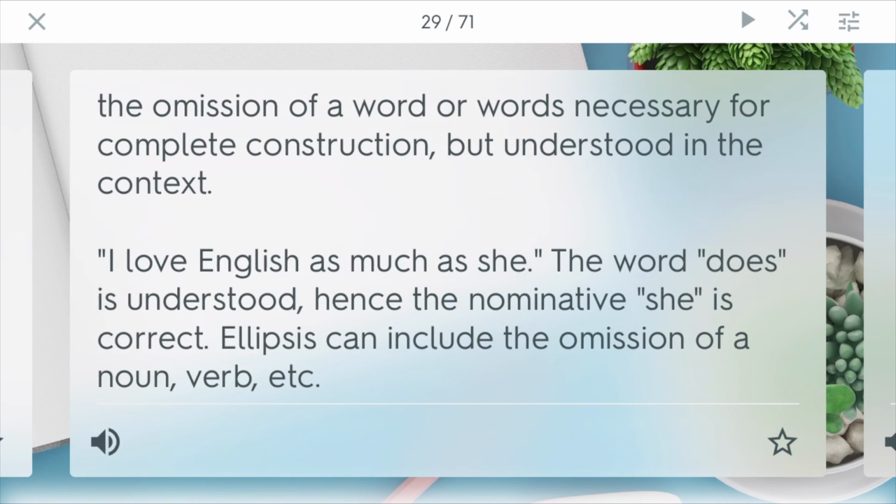Ellipsis is the omission of a word or words necessary for complete construction, but it is understood in context. I love English as much as she. The word does is understood after she, hence the nominative she. Ellipsis can include the omission of a noun, verb, or other word.